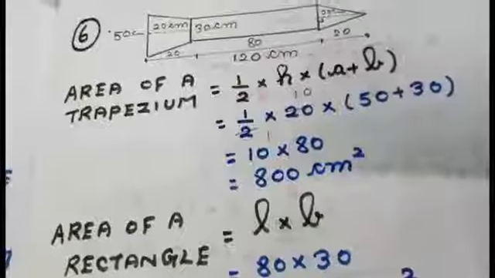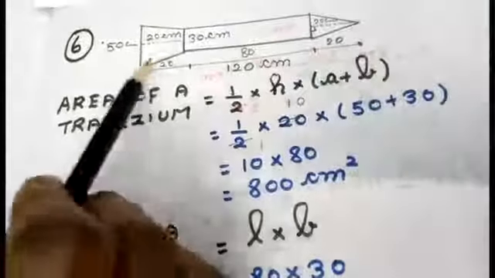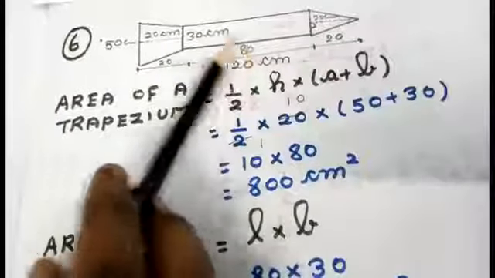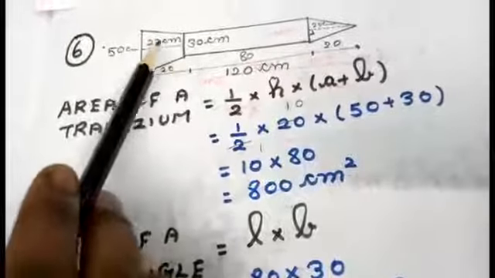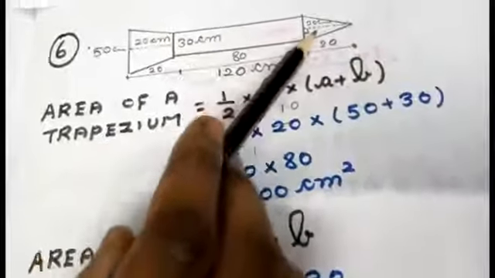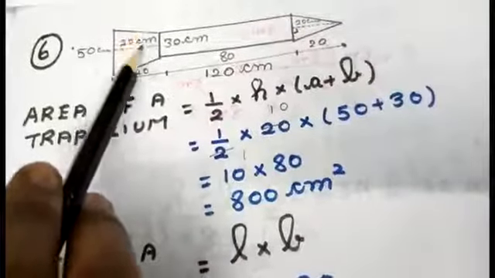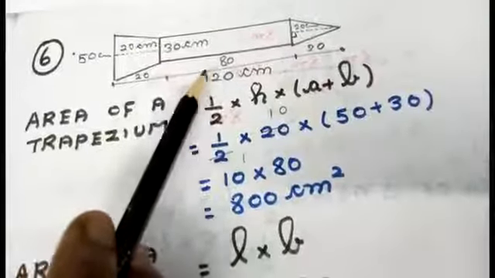Exercise question number 6. If you see question number 6, they have given you a shape in the form of a rocket and they are asking you to find the total area of the figure. In this particular figure, I am having 3 shapes. First one is a trapezium, second one is a rectangle, and third one is a triangle, students. I am going to calculate the area of the 3 shapes separately and then add the answers.